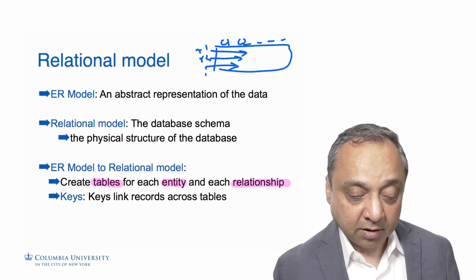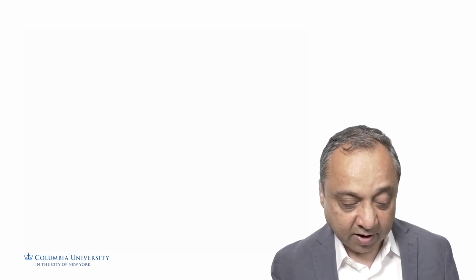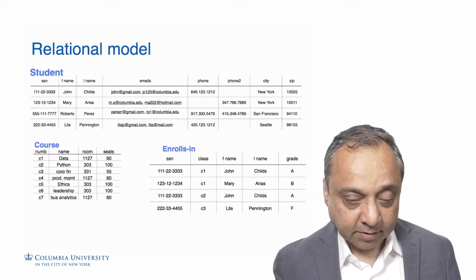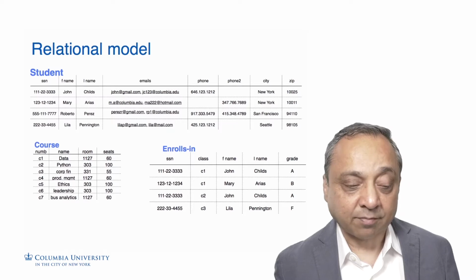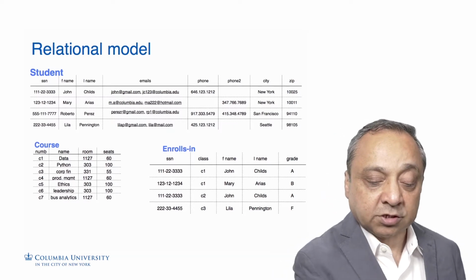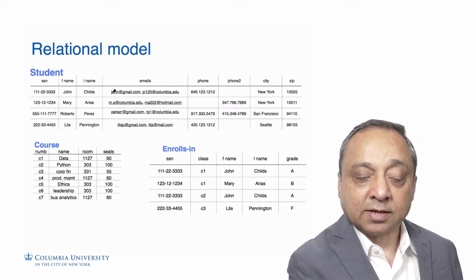So that becomes our ER model. And once we have that, we've got our relational model set up. So we end up with a bunch of tables that look something like this, right? So we have here a student table that has social security number, first name, last name, emails.